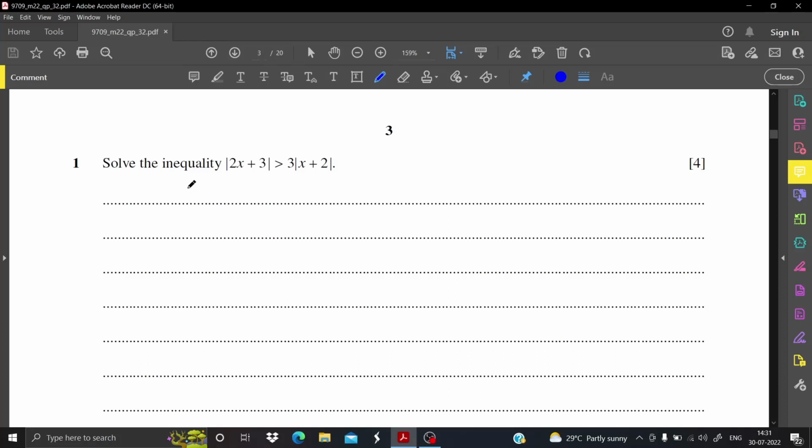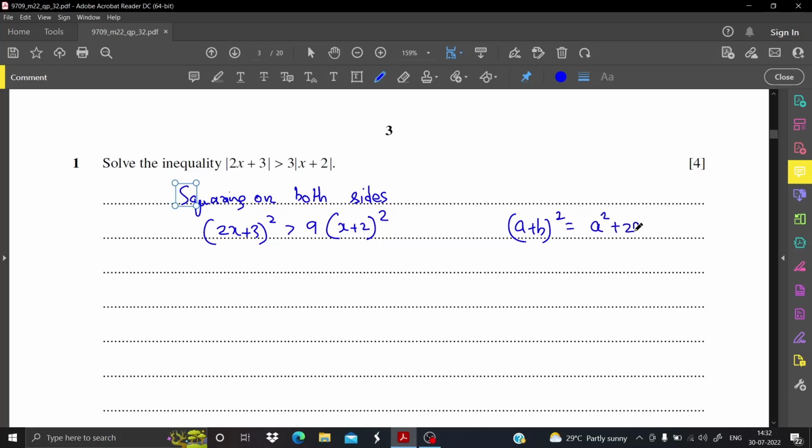So the first step you're going to do is squaring on both sides. So when you square on both sides, this becomes 2x plus 3 whole square greater than, so 3 square is 9 times of x plus 2 whole square. Now we can expand 2x plus 3 whole square using either the multiplication or by applying any algebraic identity, which is a plus b whole square equal to a square plus 2ab plus b square, or you can simply multiply.